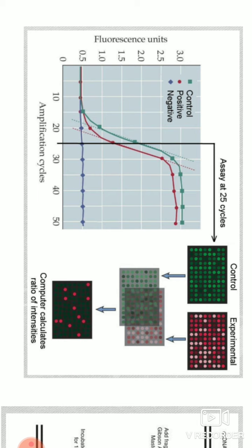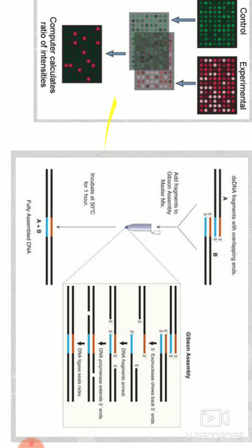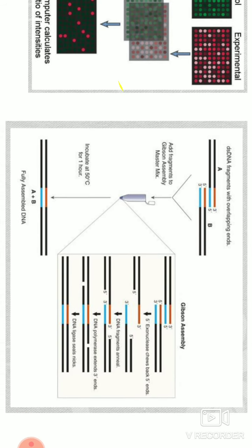The example of this dye is SYBR Green. Apart from that, you can have fluorescent probes, TaqMan probes, molecular beacons. Many different kinds of probes can be used here in real-time PCR. Basically, this is used to study gene expression, and to quantitatively analyze whether the sample contains a specific type of fragment.